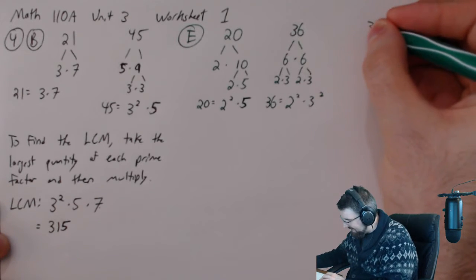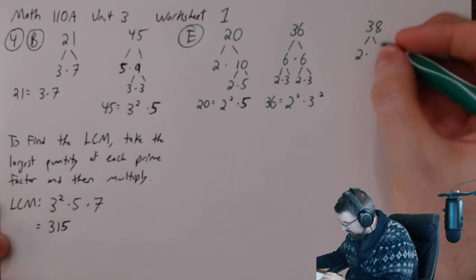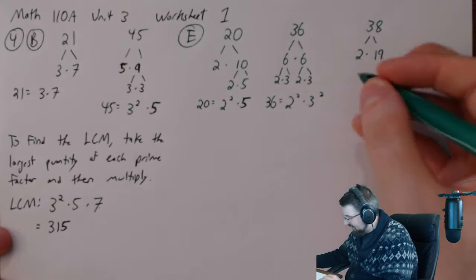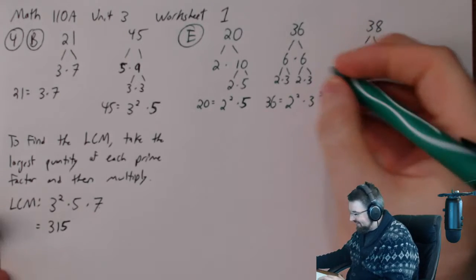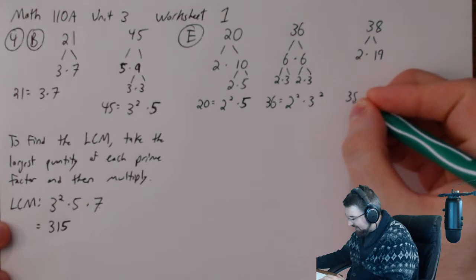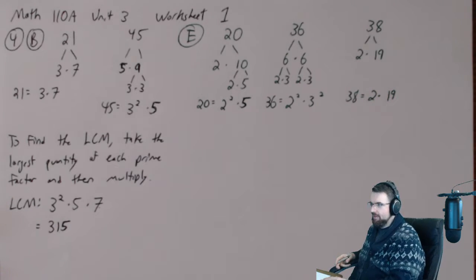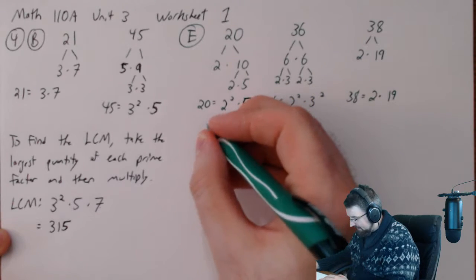Now we have 38. 2 times 19. Gross. 2 times 19. Yuck. No, but that's right, though. I'm exaggerating. It's a totally valid answer. 38 is equal to 2 times 19. The reason I was saying yuck, gross is because of what we're going to see when we get down to finding the LCM.